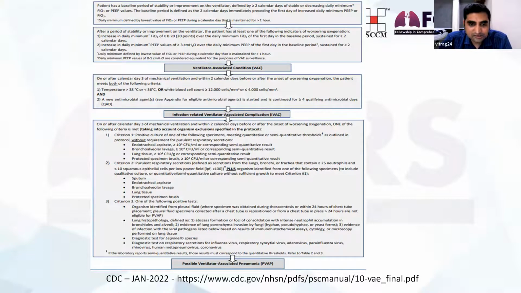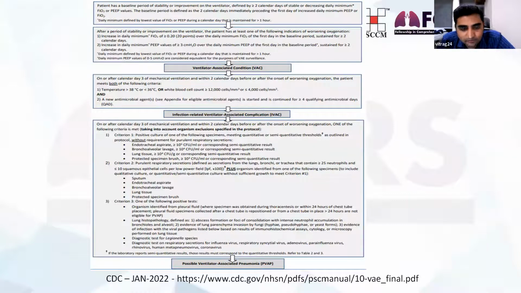So this is the CDC slide showing definition of ventilator-associated condition, infection-related ventilator-associated condition, and possible and probable VAP. So IVAC plus any of these criteria equals VAP. Criteria one is a positive culture from one of the following specimens meeting quantitative or semi-quantitative criteria, without requirement of purulent respiratory secretion. Either ET aspirate more than 10^5 colony forming units, bronchoalveolar lavage 10^4, and protected specimen brush more than 10^3 colony forming units, along with infection-related ventilator-associated condition is called VAP.